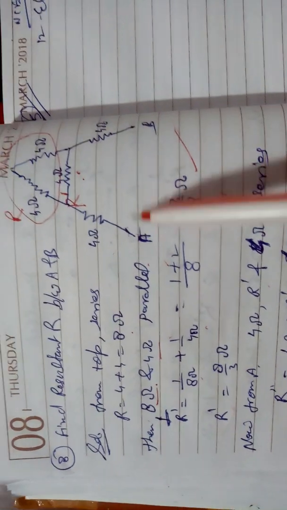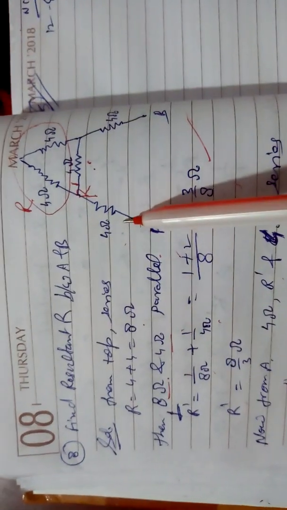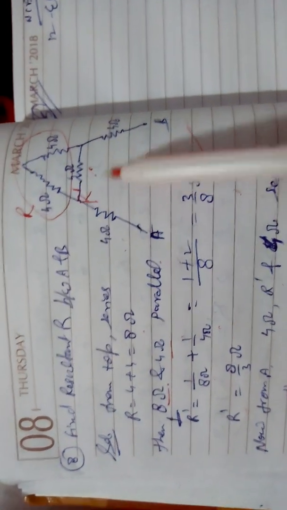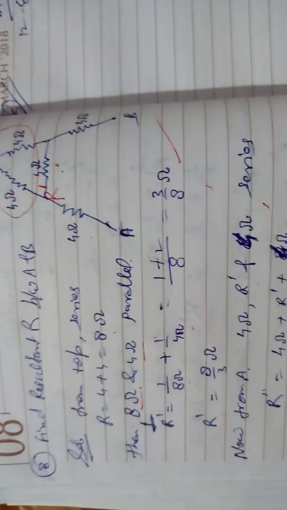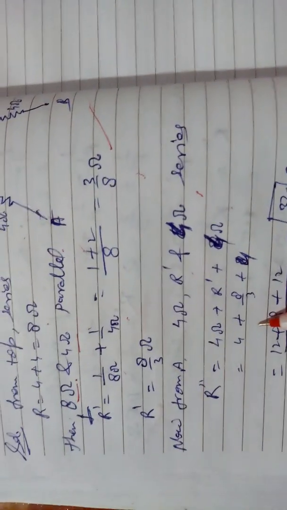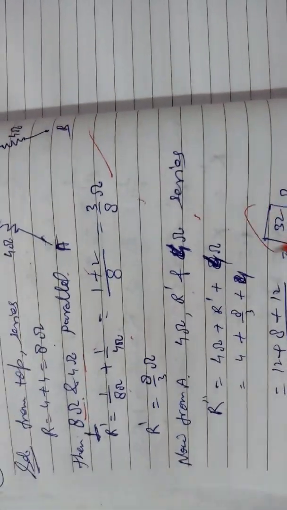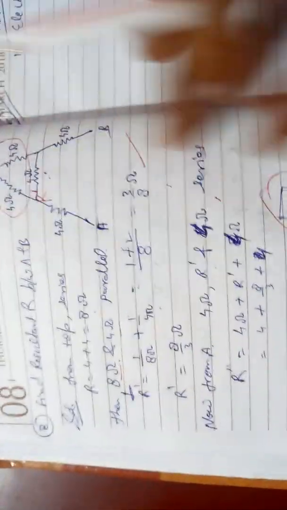Which one? The last one: A to this, this to this. 4 ohm here, R dash here, and 4 here. So they are in series: 4 ohm plus R dash plus 4 ohm. Put the values and take the LCM, and 32 by 3 ohm is the final resistance of this figure.